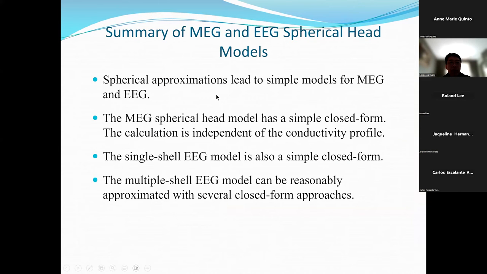Here's the conclusion: the single sphere leads to very quick, simple calculation. Same thing for EEG. I didn't show the equation for EEG, but EEG is way more complicated, because conductivity plays a major role. The conductivity profile is the killer for getting a good EEG head model. But for MEG, you can ignore anything outside the innermost skull surface. Everything is seen through, so we can get a very good and accurate MEG forward model.